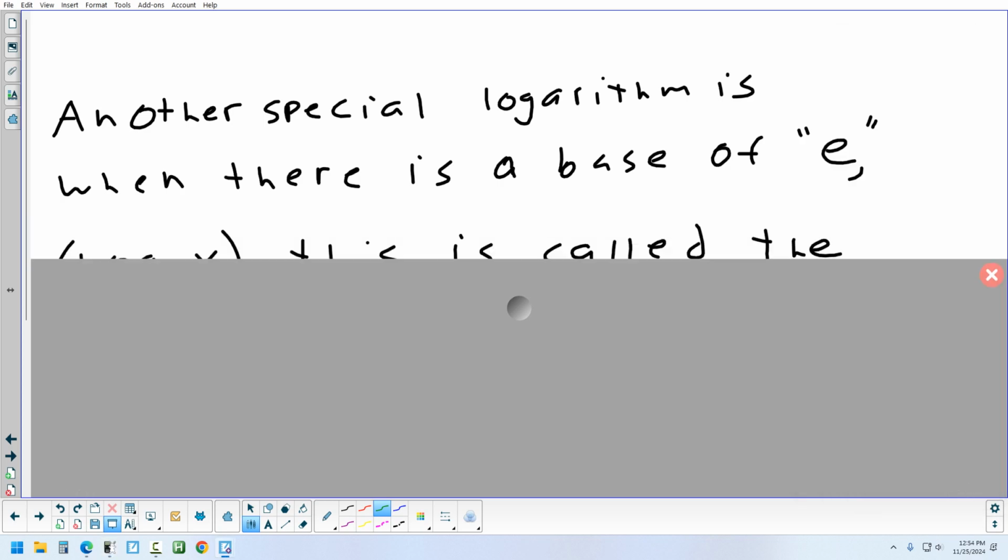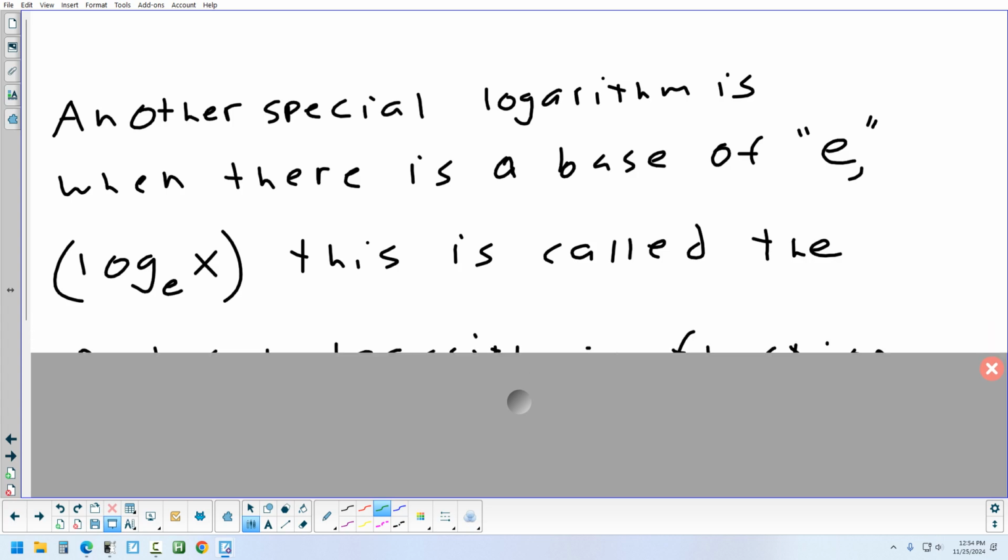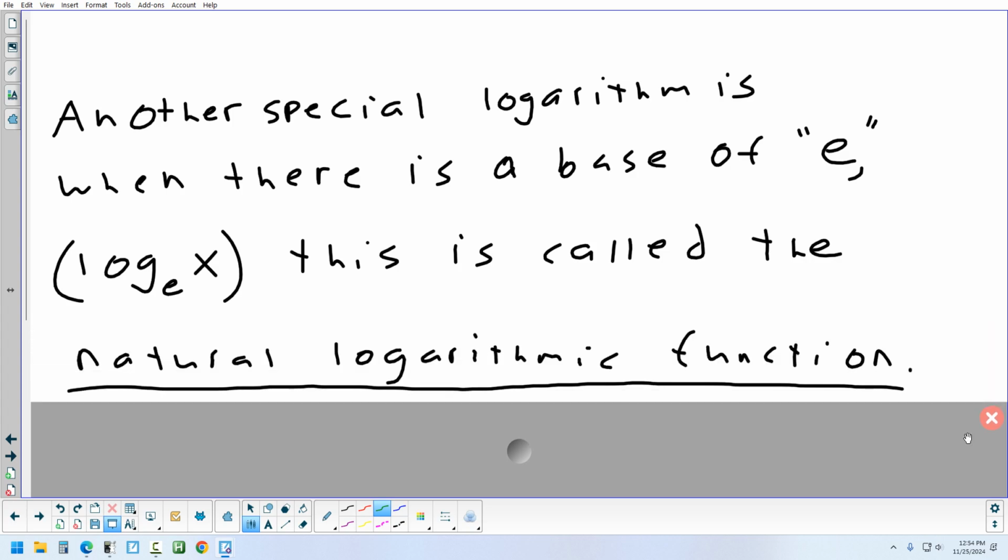And if you do a logarithm where the base is an e, that is called the natural log. That is the only other logarithm that has a special name. So you have common log, which is base 10, and you have natural log, which is base e.